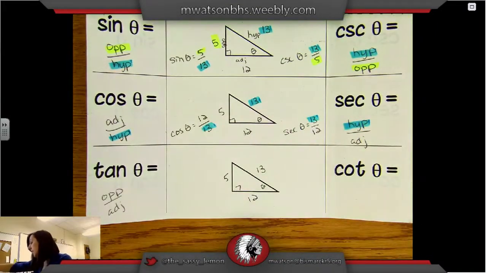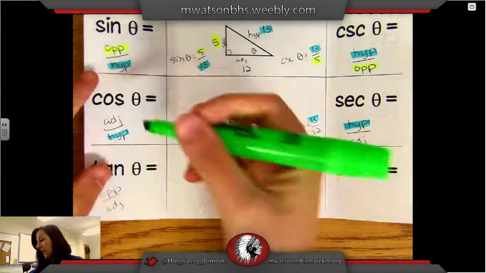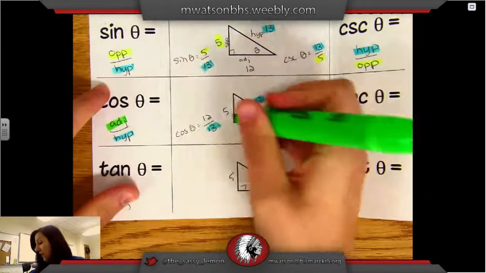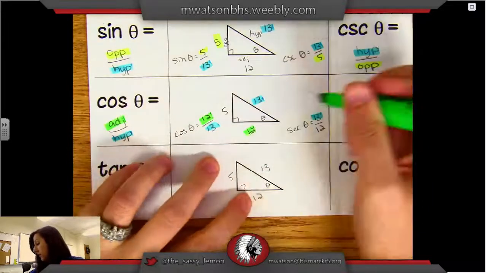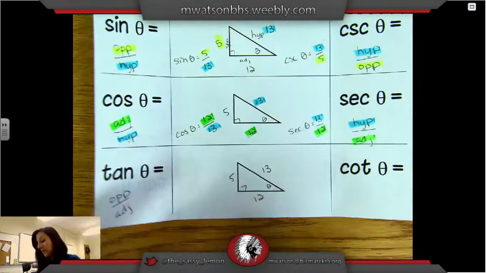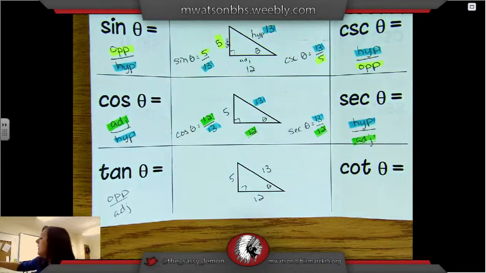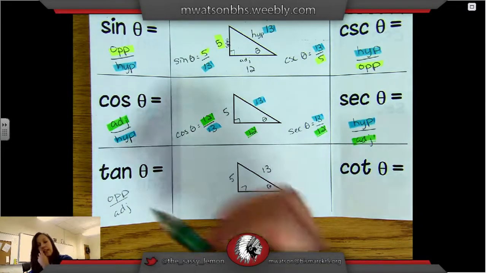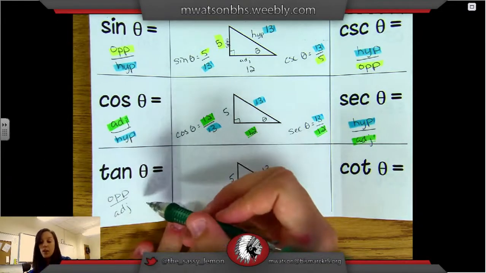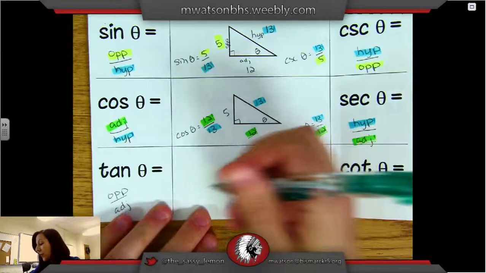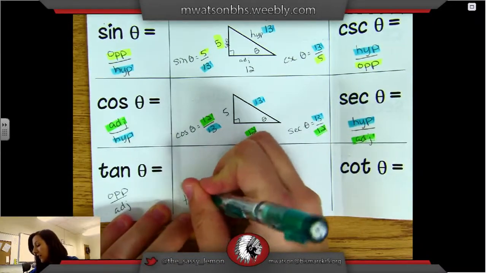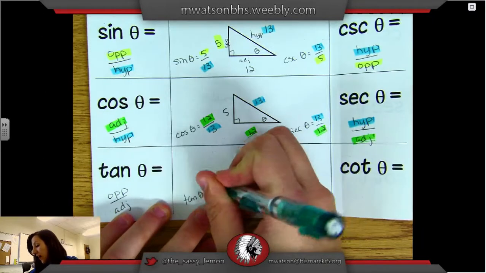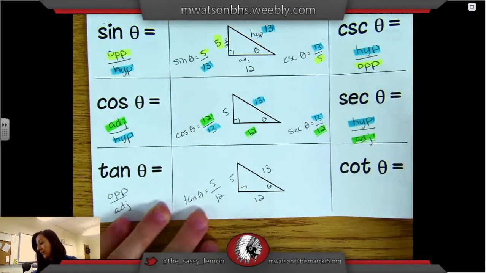And you'll notice that I have to use an entirely different color for my adjacent side because it wasn't used in the ratio above at all. And then lastly, tangent. Tangent is calculated by opposite over adjacent. So when we go to our triangle, tangent of theta is going to be 5 over 12.